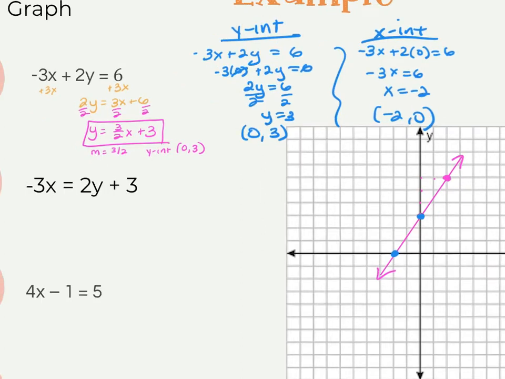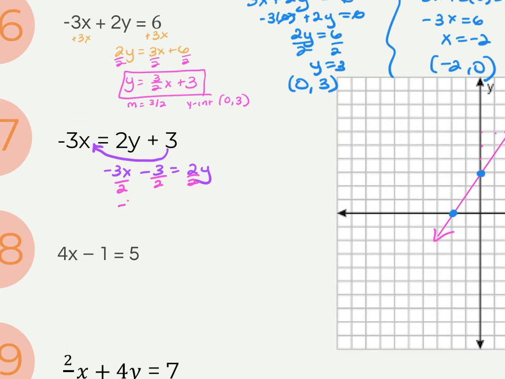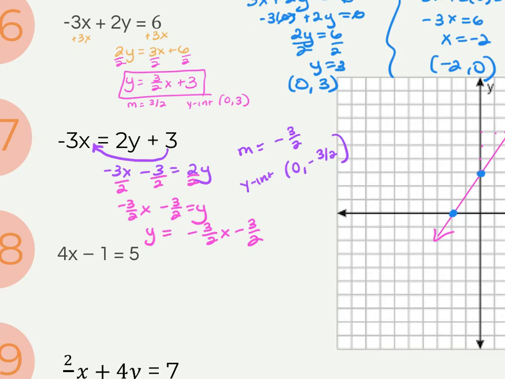Okay, so 7, I have to get the y on the other side, or I have to move the 3 over here with the 3x. Doesn't matter which order I do that in. So negative 3x minus 3 equals 2y. And then I'd have to divide everything by 2. So I'd get negative 3 halves x minus 3 halves equals y, or y equals negative 3 halves x minus 3 halves. Just converted it to the right side. So my slope is negative 3 halves, my y-intercept is 0, negative 3 halves, or negative 1.5.